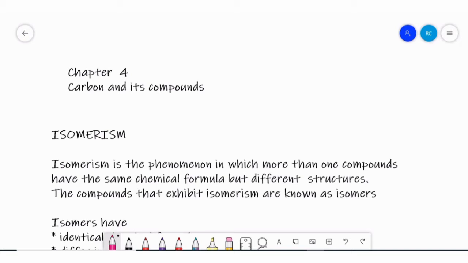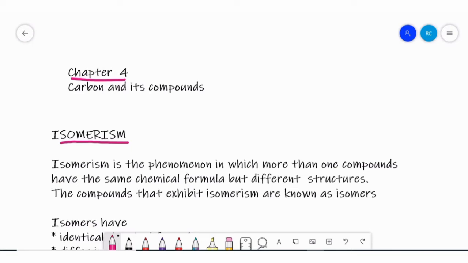Today we will discuss Chapter 4, Carbon and its Compounds. And the topic which we are going to discuss is isomerism. We are also going to discuss the different isomers of butane and pentane.